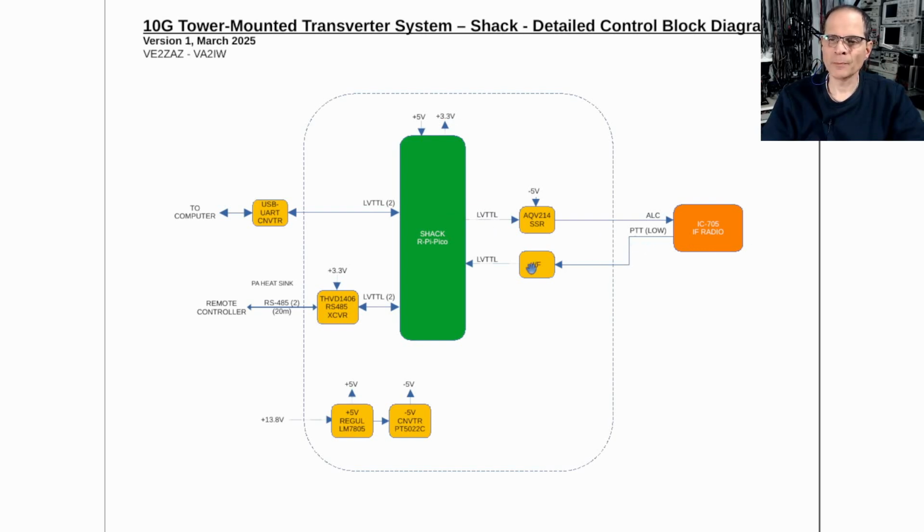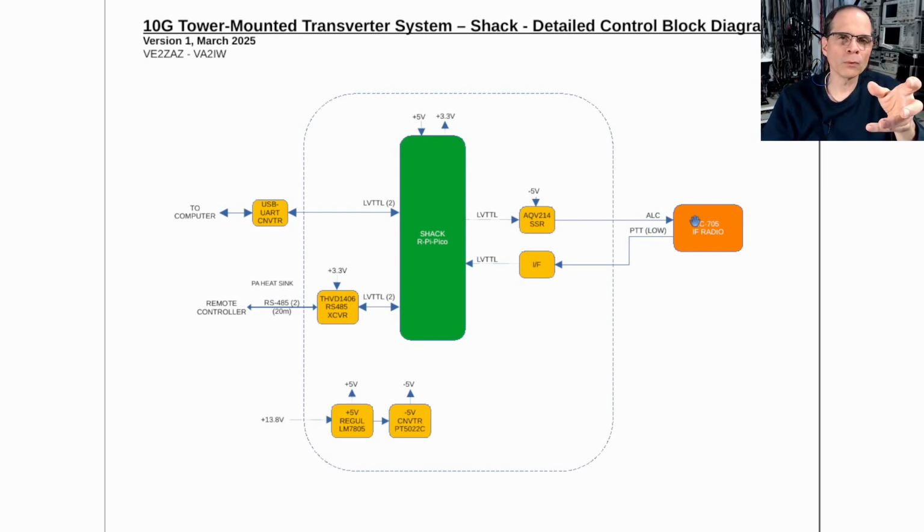I detect the PTT through a transistor interface, so a logic level low indicates that the push to talk on the IF radio is depressed, whether it's Morse code sent or the PTT on the microphone. I detect this into the shack Pico, and that message is sent up to the tower, of course, and also to the computer. Up on the tower, when everything's ready to transmit, another message is sent to this shack Raspberry Pi Pico, and that Pico will allow the radio to transmit RF by releasing the negative ALC voltage.